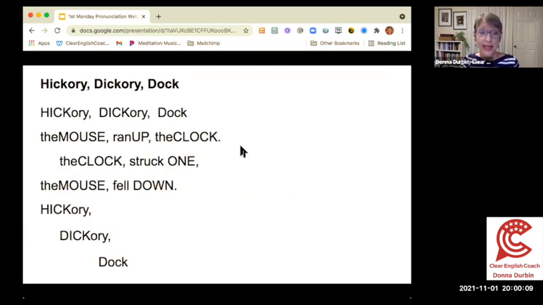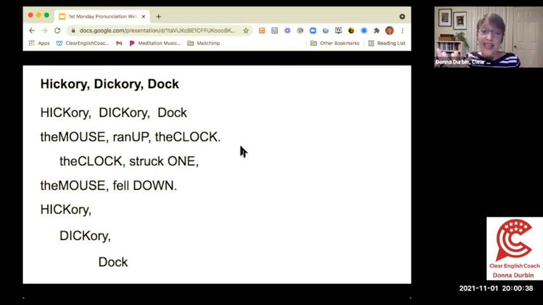So I was going to try to get to some of these. Hickory dickory dock. The mouse ran up the clock. La, la, la, la, la, la, la. So hickory dickory dock. The mouse ran up the clock. The clock struck one. The mouse fell down. Hickory dickory dock. It's a 4-count beat. La, la, la, la, la, la, la. And this is basically the rhythm and music of English. So it's got a beat to it.